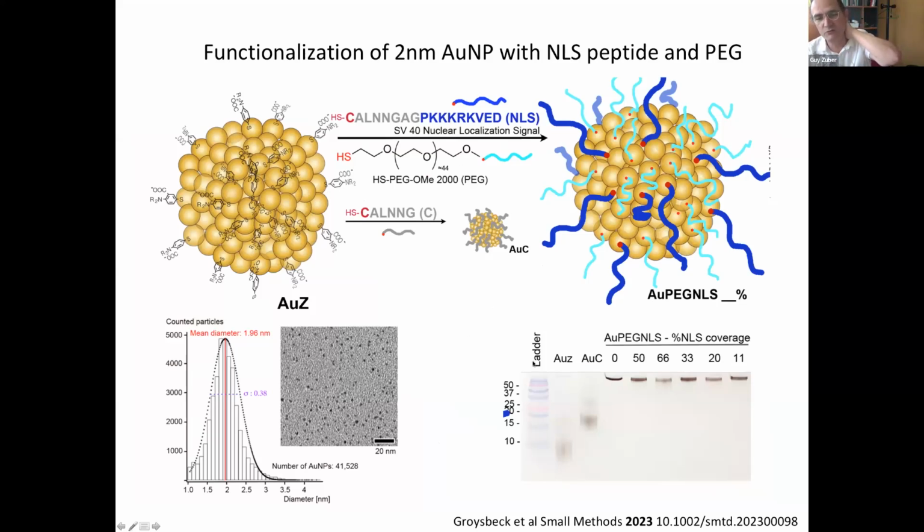So again, we did the same. We conjugate, so this is the gold particles, 2 nanometers alone. We conjugate with a small peptide here, and then we just modify the ratio between the PEG and the NLS. And you can also see that you can follow them pretty easily.